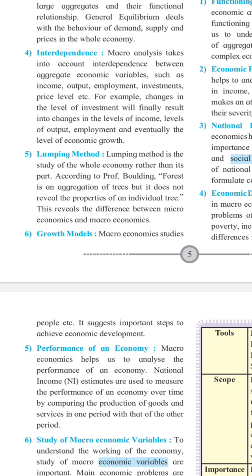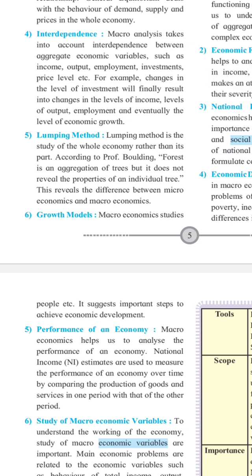Fifth, we have the lumping method. Unlike microeconomics, which uses a slicing method, macroeconomics uses a lumping method. So it studies the entire economy as one unit rather than studying individual units or small parts.